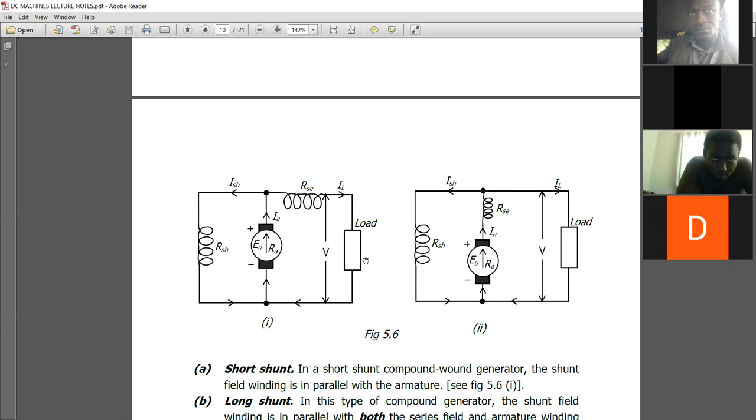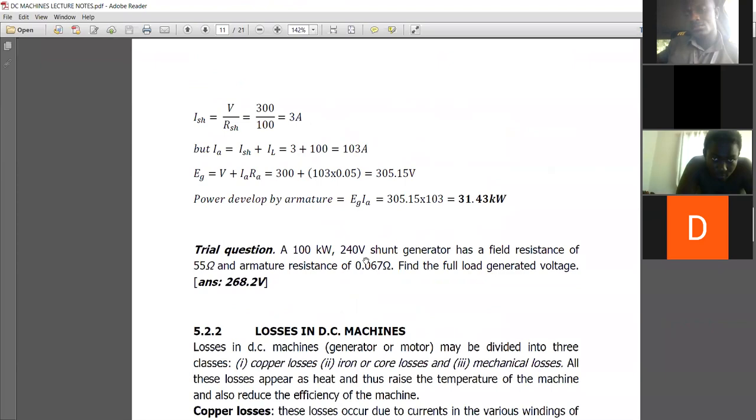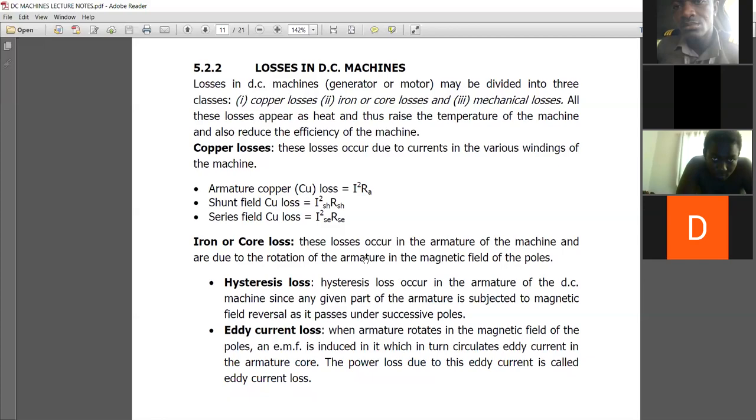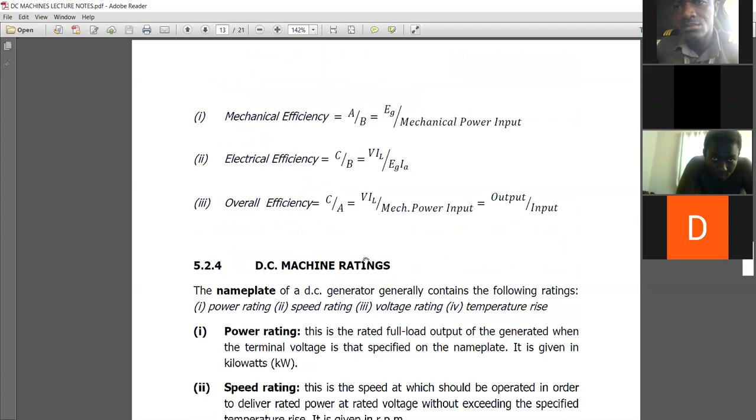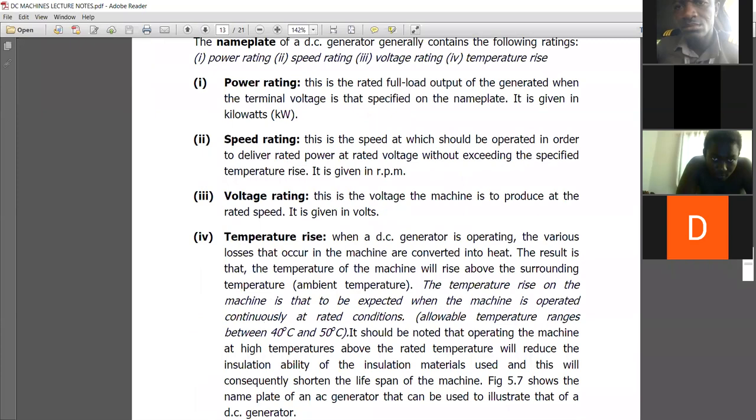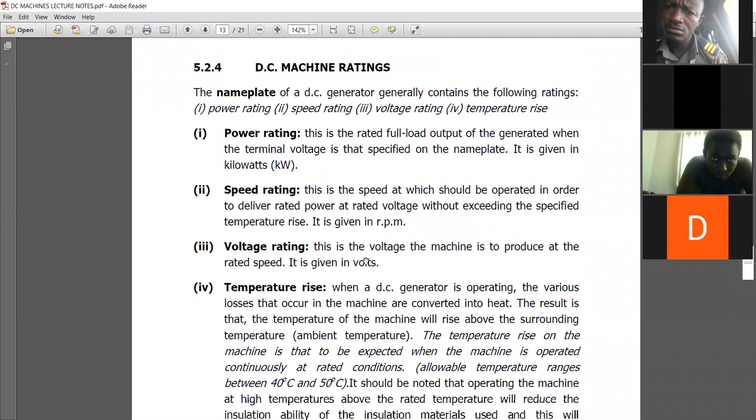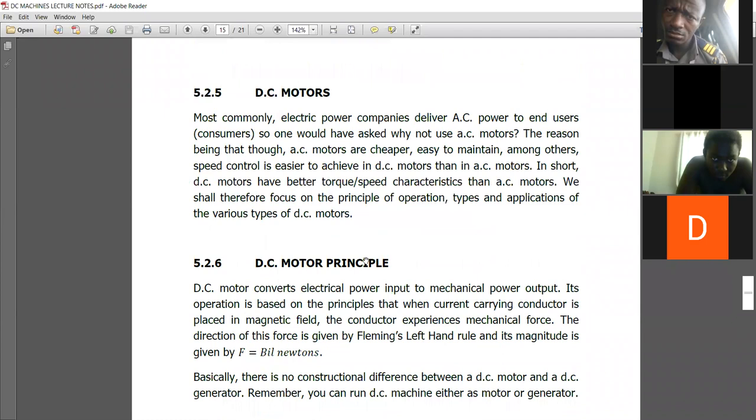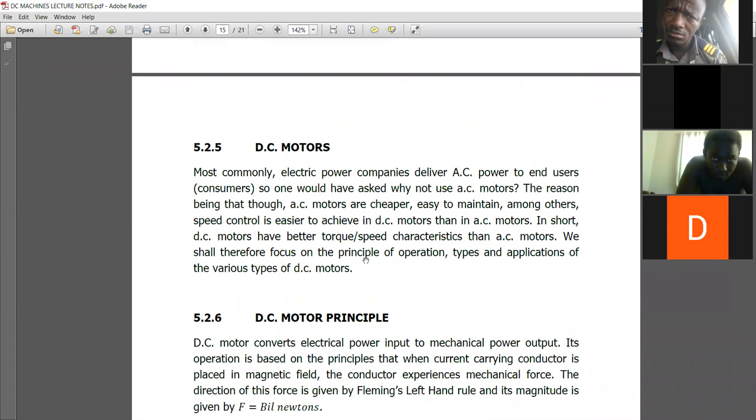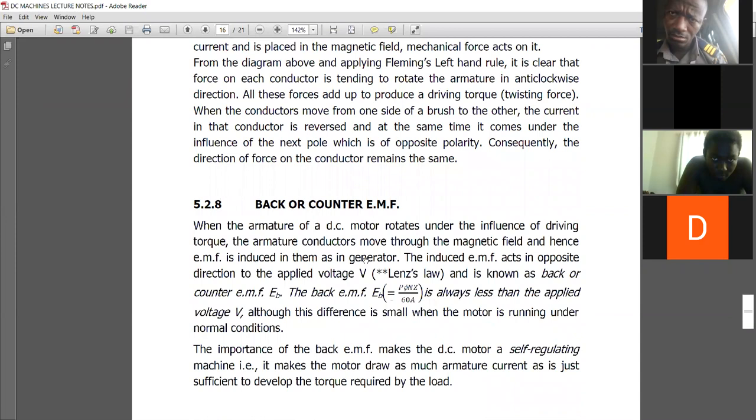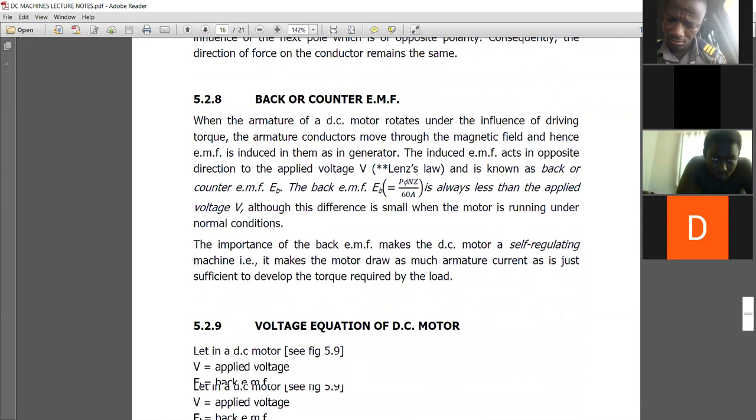Okay, all right, so we'll pause here. This is your reading assignment: losses in DC machines. Read up to the DC machine losses. Just read through it. If there's something you don't understand, when we meet again, you can ask, please. The next time we meet, we'll talk about the DC motor principle, and we'll solve a few questions and then move forward.